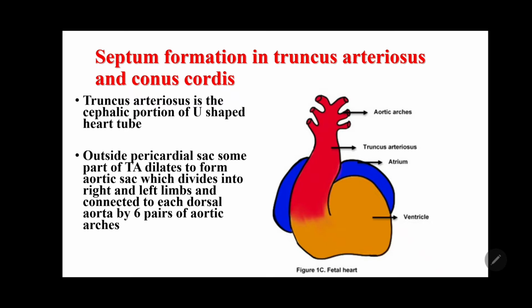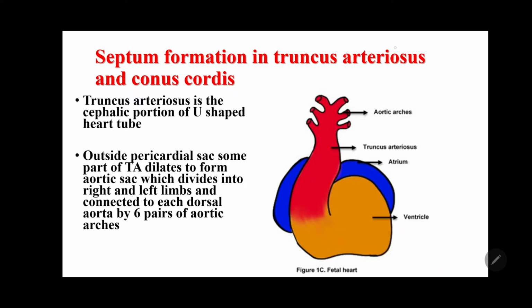Next, coming to the septum formation in the truncus arteriosus and conus cordis. See, to understand the development of the interventricular septum, we should first understand the septum formation in the truncus arteriosus and conus cordis. Because without the septum formation in the outflow channel, without dividing the truncus arteriosus into a pulmonary trunk and aorta, we cannot have a separation of the ventricle into right and left ventricle.